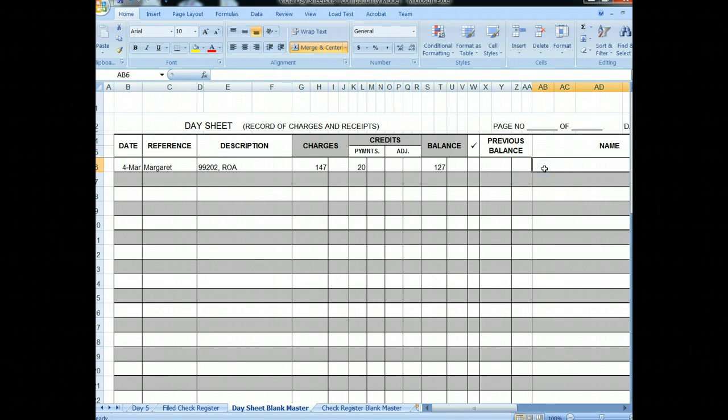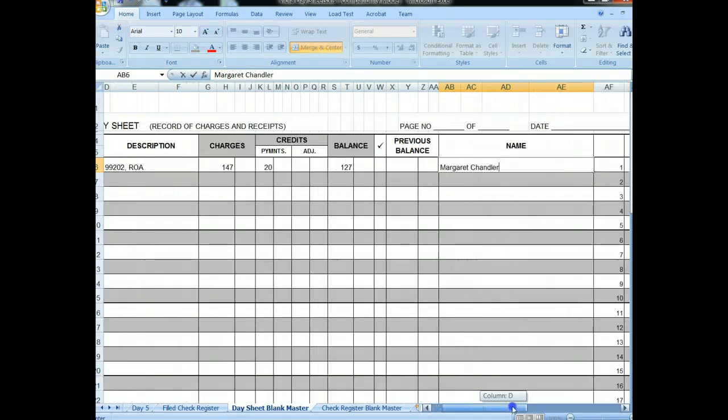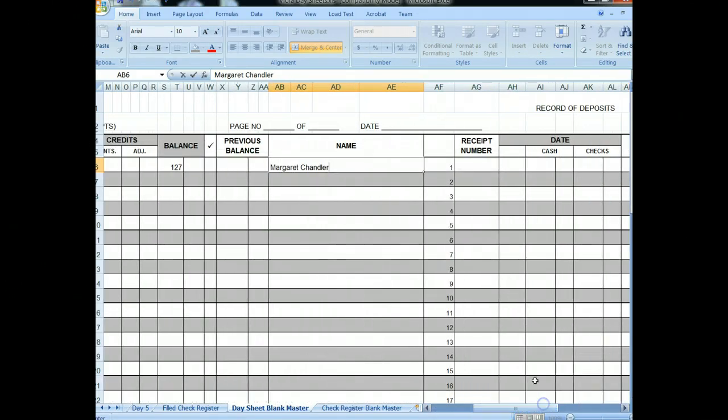Under the name, we're going to put the patient's full name, Margaret Chandler. And the receipt number, as you remember, is 142. She paid us cash, which is $20.